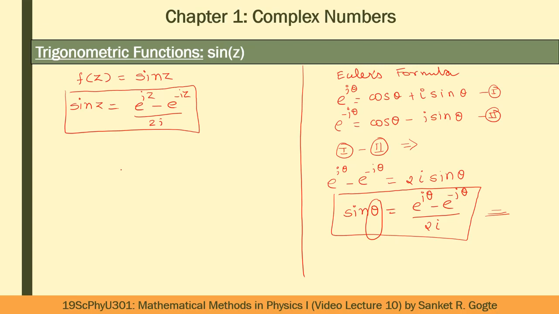Previously, we have seen how to find out these exponential functions of a complex number, e to the power iz, e to the power minus iz, and all you need to do to find out sine of a given complex number is perform this operation given by the right hand side of this equation. So once again, this is how sine of a complex number is defined.